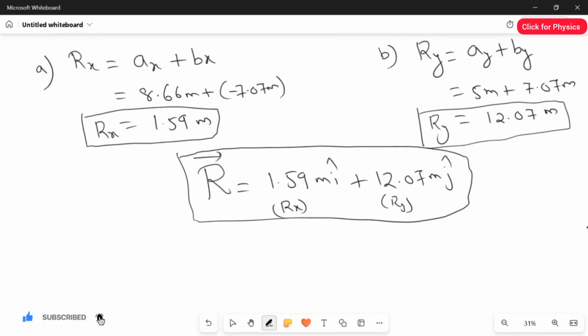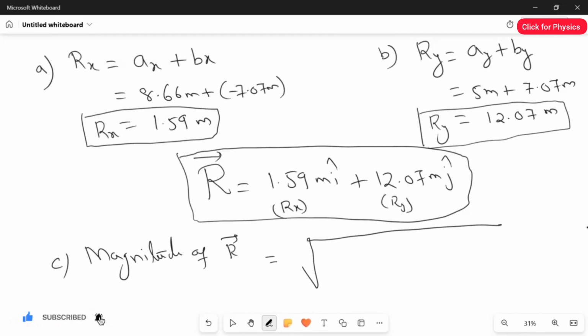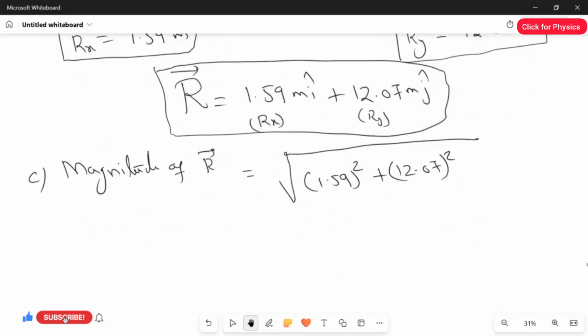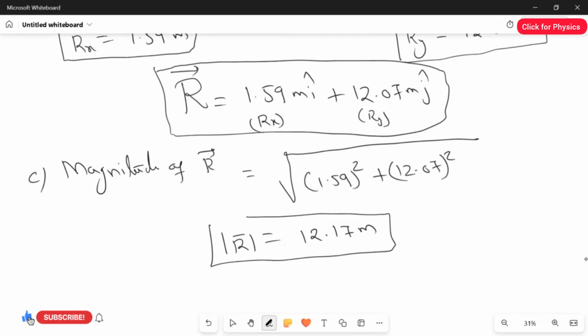Now by using this equation, we are going to find the magnitude. So how to find the magnitude of this r vector? As we studied, we take the square root of the sum of the squares of the x and y components. So what is your x component value here? 1.59 squared plus 12.07 squared. When you simplify these, we got the answer here as 12.17 meters. So this is the magnitude of the r vector. Clear? And finally, we have to answer our last part, to find the angle.